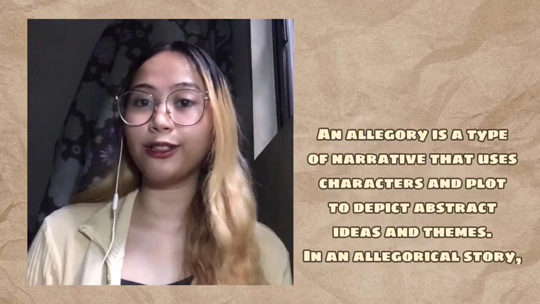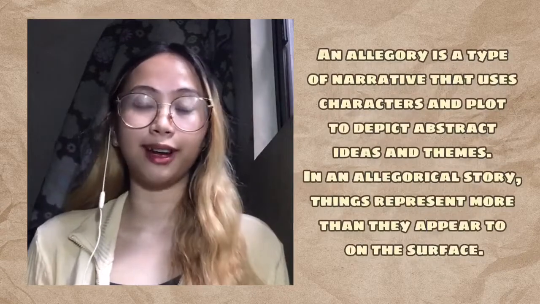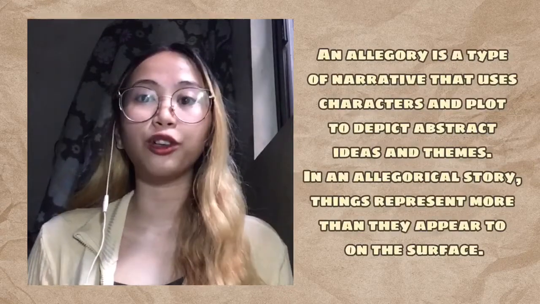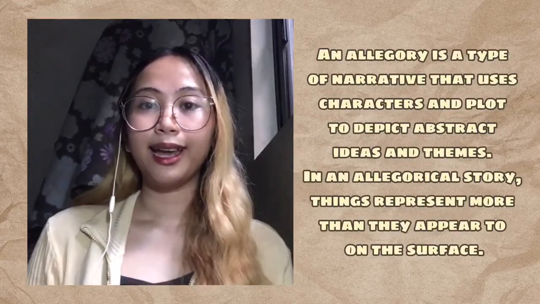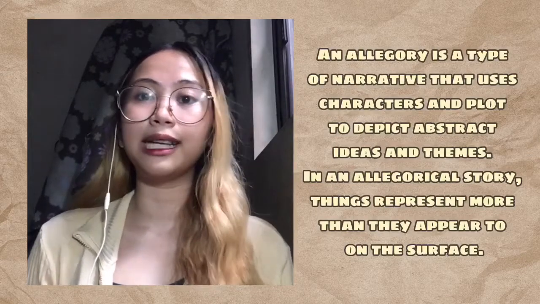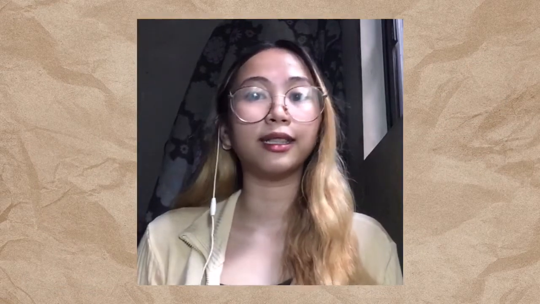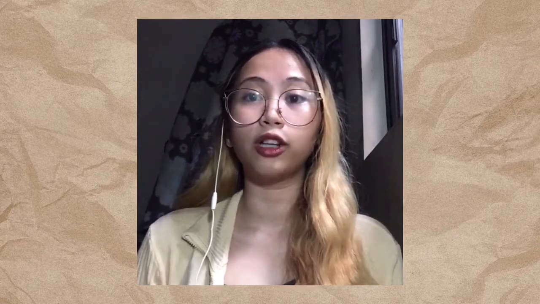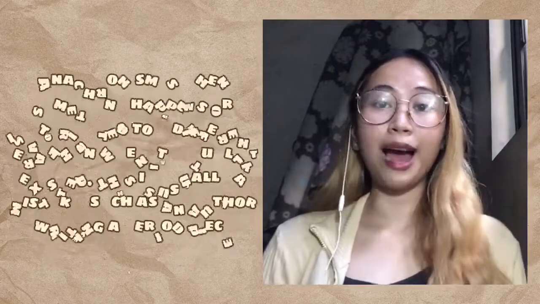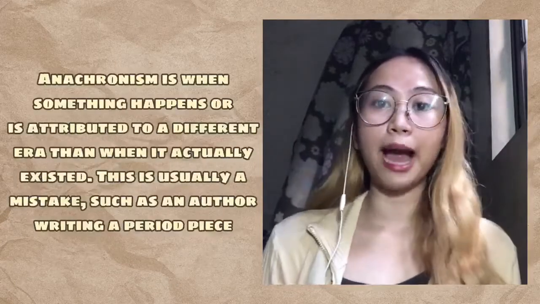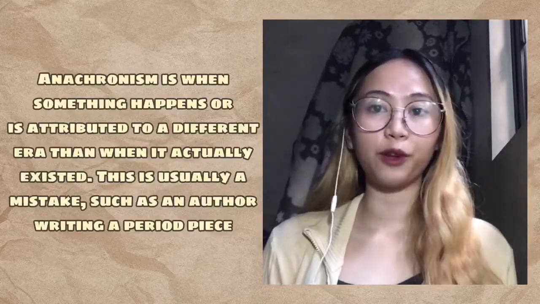Number 1, allegory is a type of narrative that uses characters and plot to depict abstract ideas and themes. In an allegorical story, things represent more than they appear to on the surface. Many children's fables, such as the tortoise and the hare, are simply allegories about morality, but allegories can also be dark, complex, and controversial.